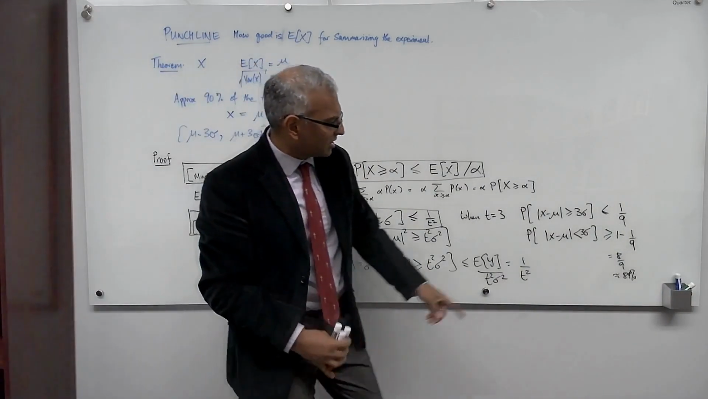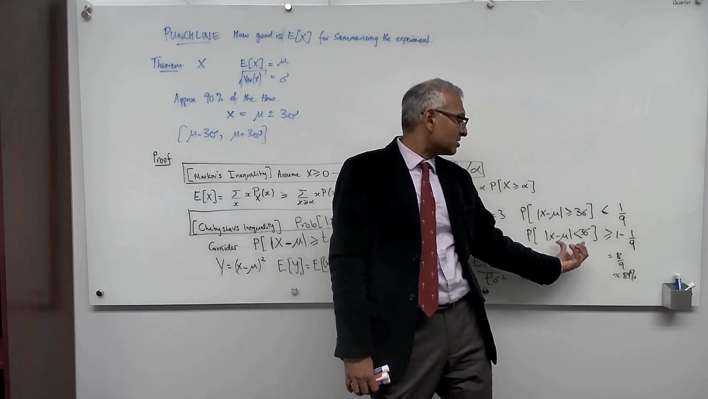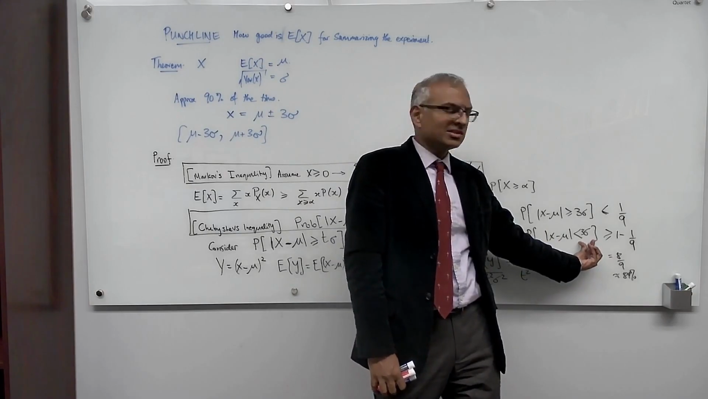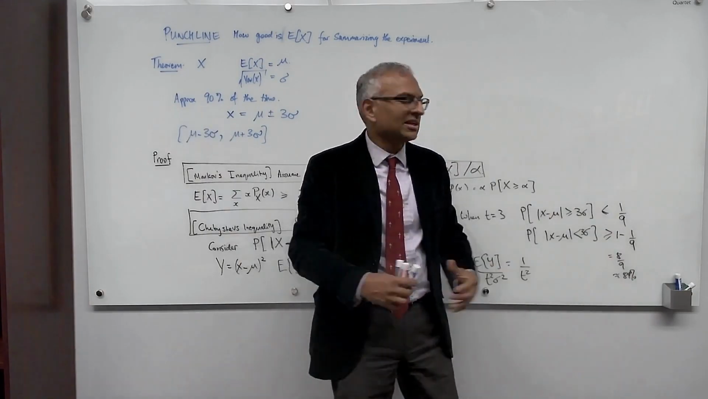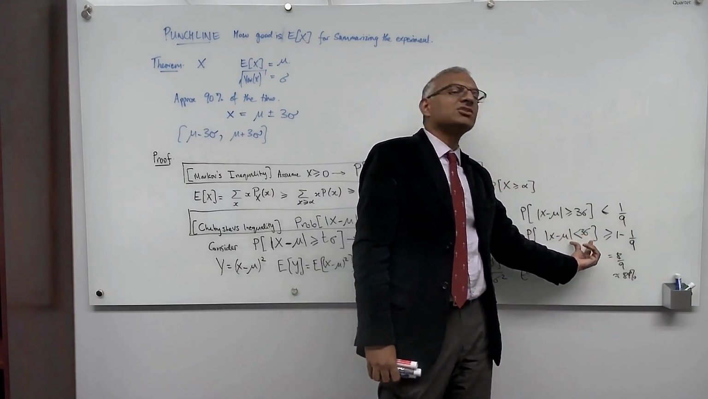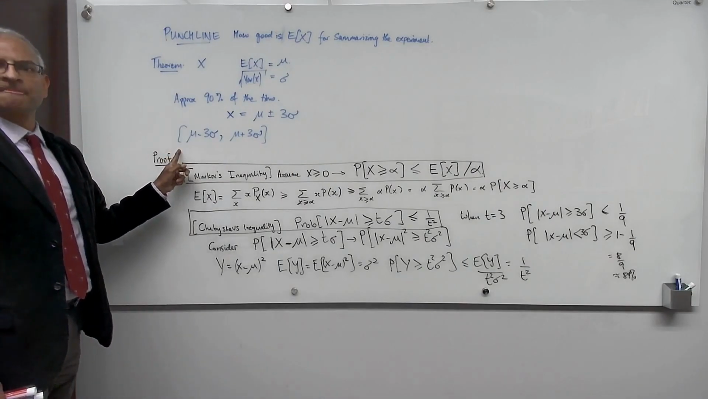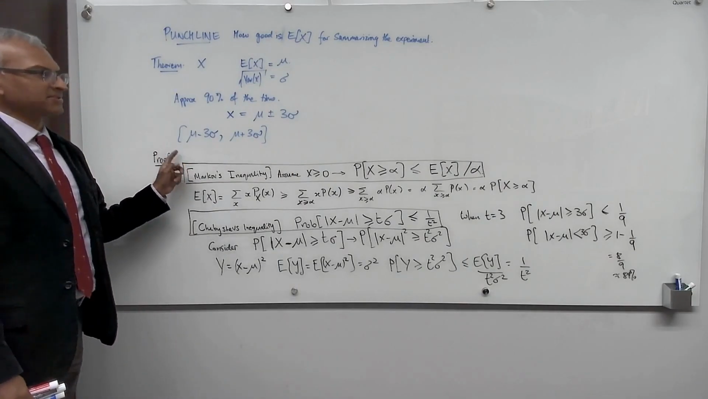And what is this saying? This is saying that the chances that you see a deviation that's less than 3 sigma is at least approximately 90%. So you will rarely see deviations that are larger than 3 sigma. That's the 3 sigma rule. Okay, that's the 3 sigma rule.